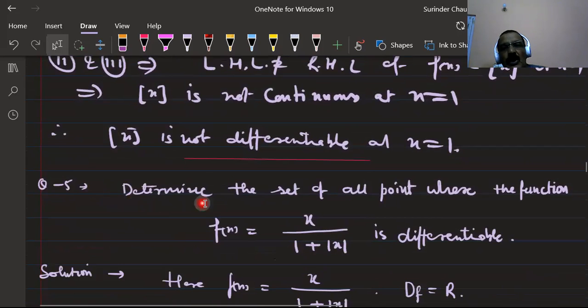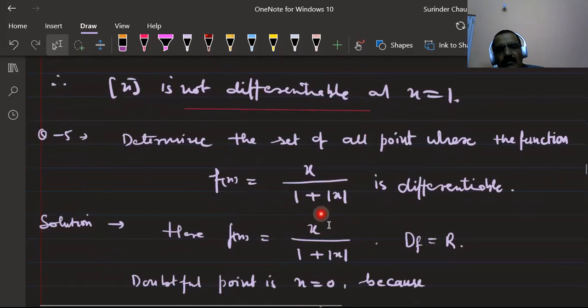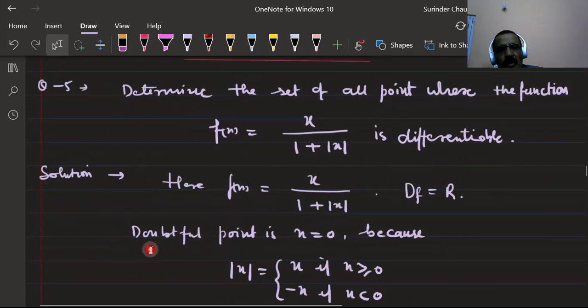Next problem: determine the set of all points where the function is differentiable. The domain of this function is all real numbers because the denominator can't be 0 at any value. If x equals 0, then f(0) is 0 upon 1, which is equal to 0. The doubtful point is where the modulus function creates the problem. So the doubtful point is 0.